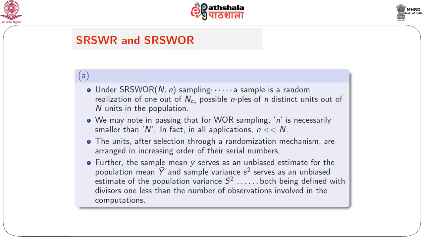Further, the sample mean small y bar serves as an unbiased estimate of the population mean capital Y bar, as you said rightly, and moreover the sample variance small s square also serves as an unbiased estimate of the population variance capital S square. The point to note, you may be knowing already, is that both small s square and capital S square are defined with divisors one less than the number of observations involved in the computations. Therefore, for small s square, the divisor is small n minus 1, and for capital S square, the divisor is capital N minus 1.